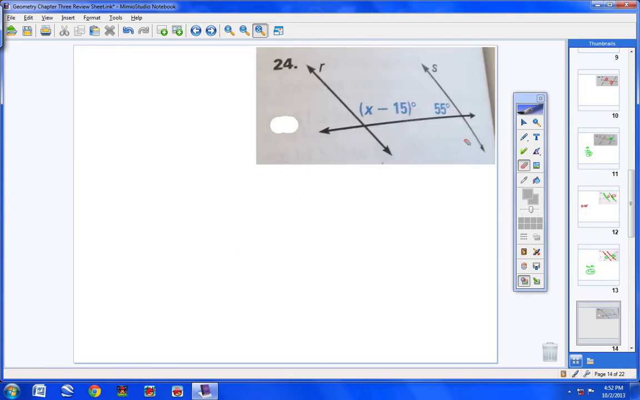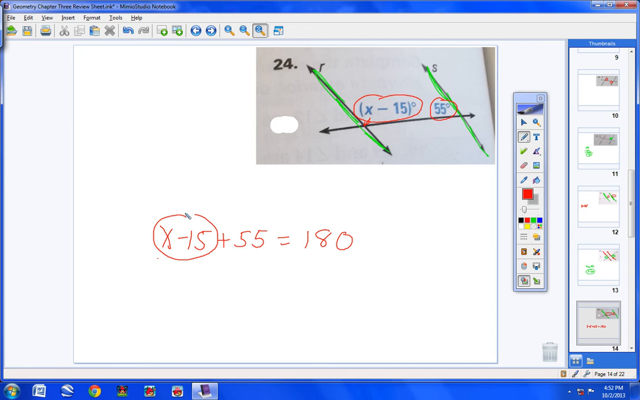Now, number 24. Again, if we want this line here to be parallel to this line here, which we do, then we better first of all decide what's the names of these angles. Well, this angle right here and this angle here are called same side interior angles or consecutive interior angles, and they are not necessarily congruent, they are supplementary. So you take one angle, x minus 15, and you add to it the other angle, 55 degrees, and you set them equal to 180, because this is one angle right here, this is the other angle here, and I'm adding them together. And when I add them together, they better add up to 180.